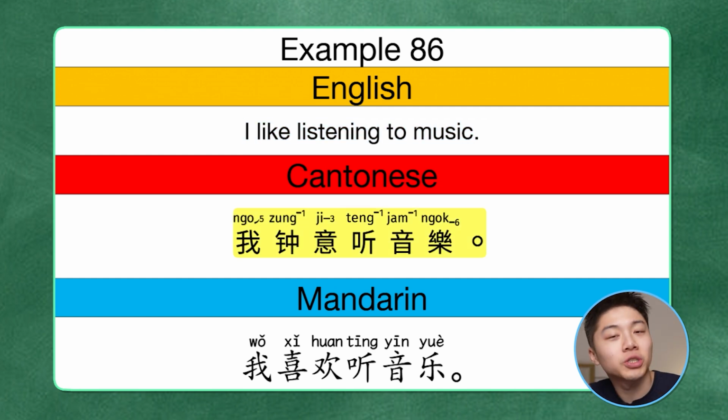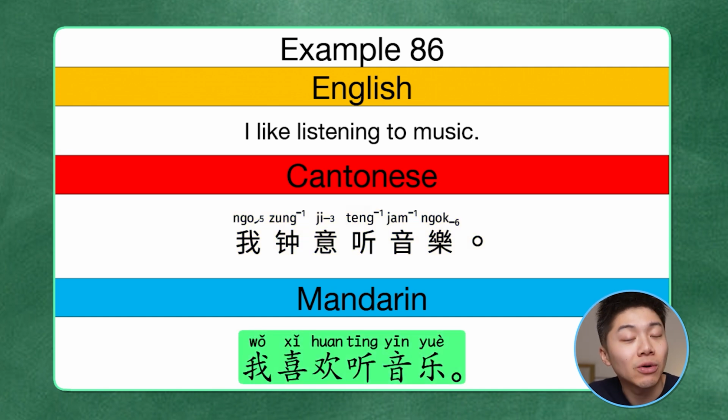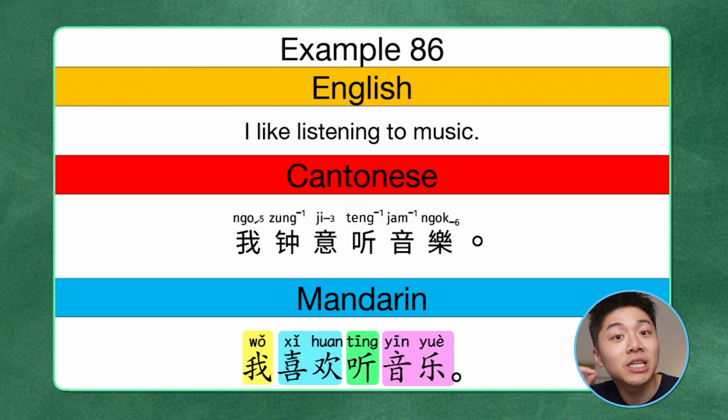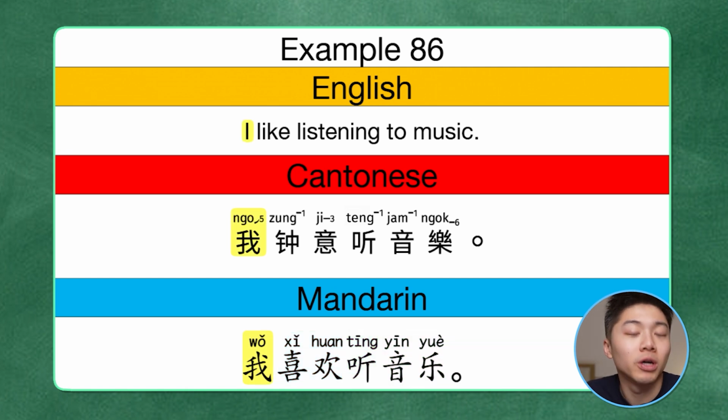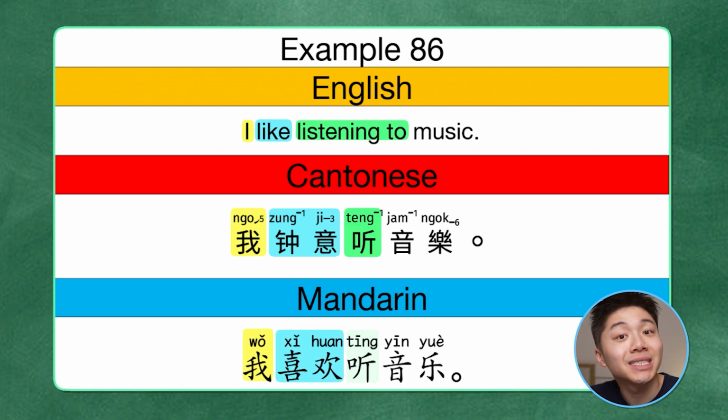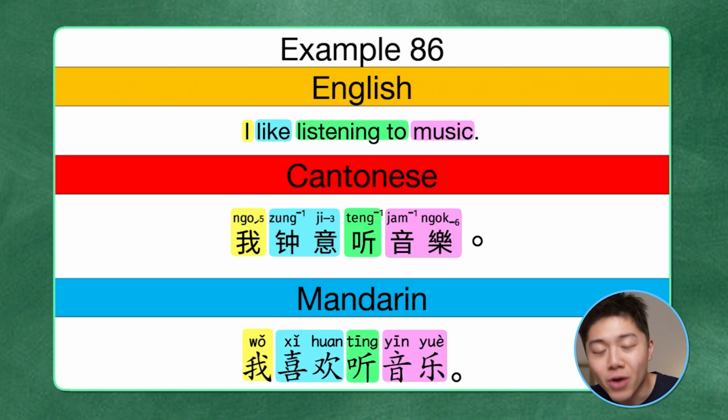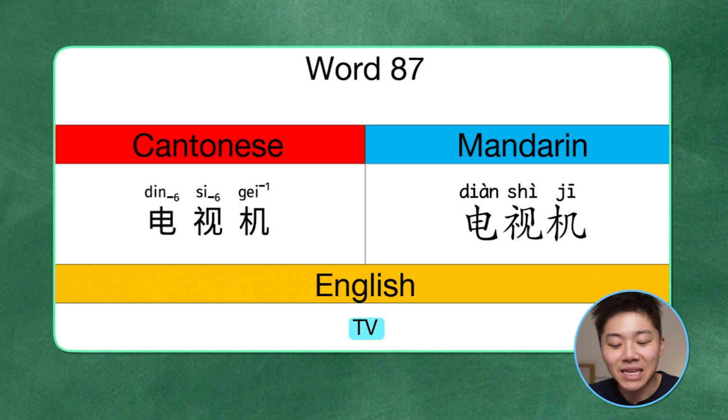Music is 音樂. So for example, I like listening to music. In Cantonese, 我鍾意聽音樂. In Mandarin, 我喜歡聽音樂. 我 is I in Mandarin. 我鍾意 means like in Mandarin, 我喜歡. 聽 means to listen in Mandarin. Music in Mandarin, 音樂.